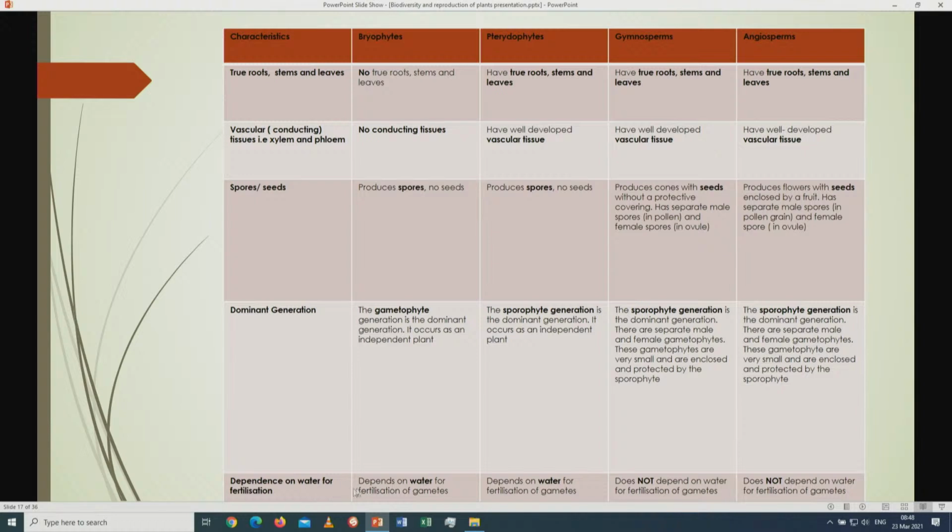Coming to dependency on water for fertilization, bryophytes, they depend on water. Pteridophytes depend on water. Gymnosperms, they don't depend on water. They depend on agents of pollination such as wind, to mention just one example. Angiosperms, they don't need water for fertilization. They also depend on agents of pollination such as wind, birds, and insects, to mention just a few.